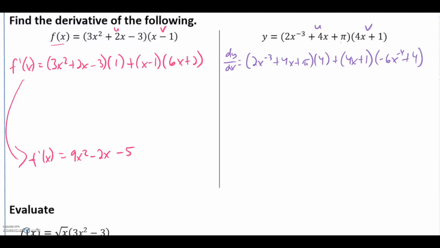And again, skipping forward to the final simplified answer, the final answer in standard form would be 32x plus 4 pi plus 4 minus 16x to the negative third minus 6x to the negative fourth. On both of those, if you wish to do the algebra in the middle, please go ahead and try it on your own. That's why I left a little blank space here, and I would recommend you do the same.